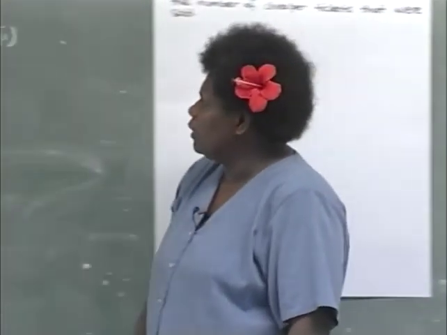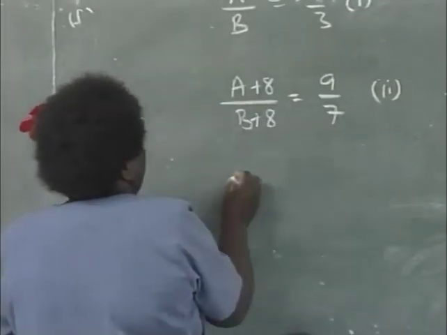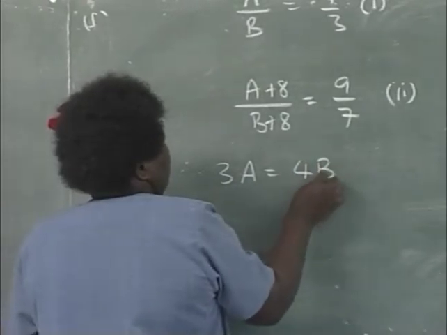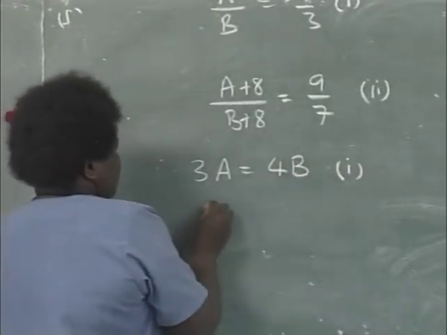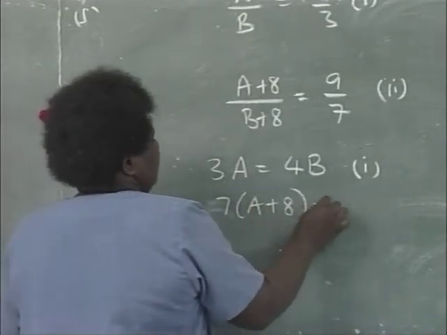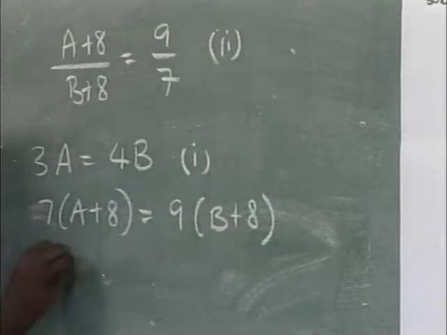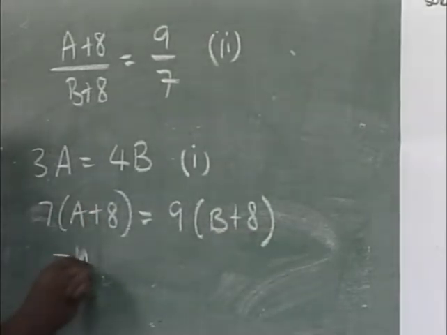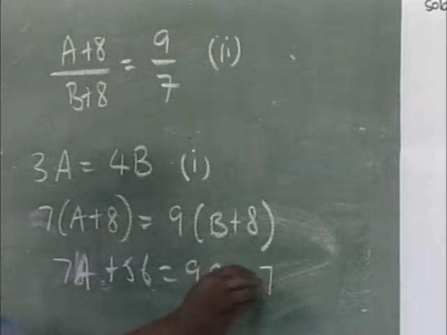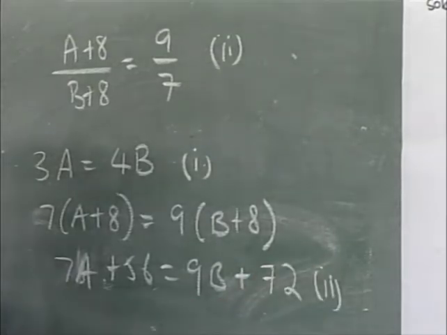Cross multiply or multiply through by the lowest common multiple. So if I cross multiply, I will get 3A equals 4B, and this one will be 7 times A plus 8 equals 9 times B plus 8, which is 7A plus 56 equals 9B plus 72. This is still equation 1 and equation 2.